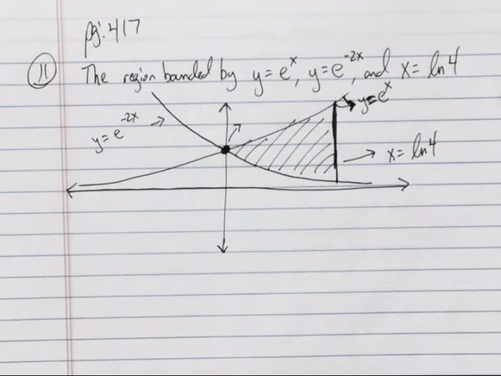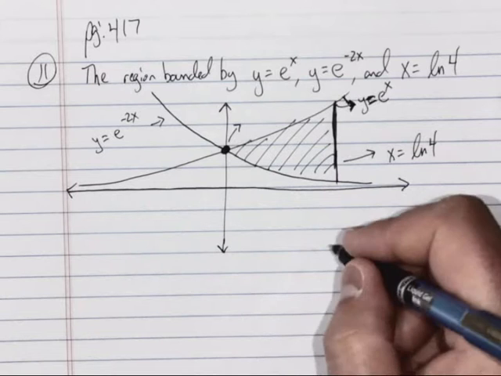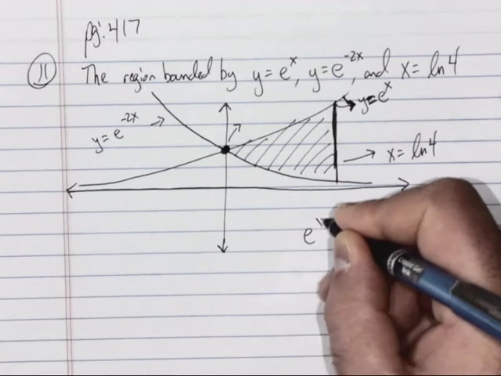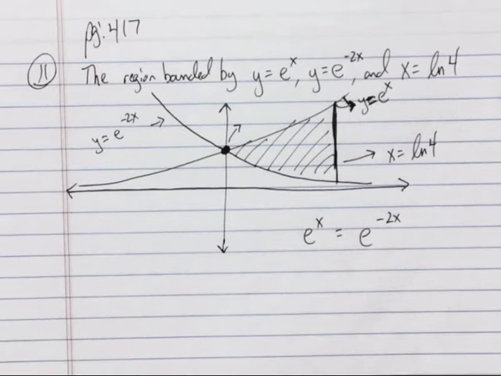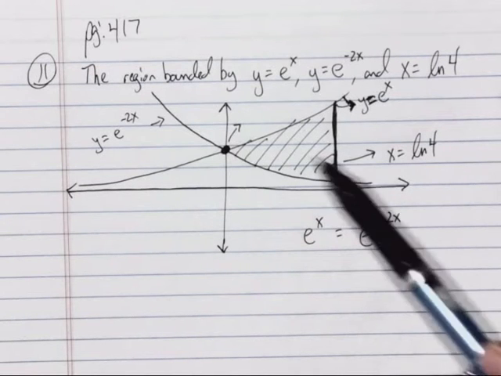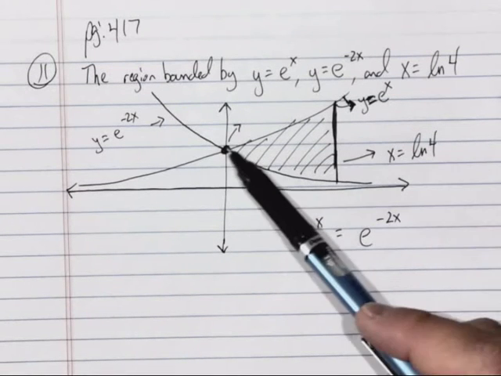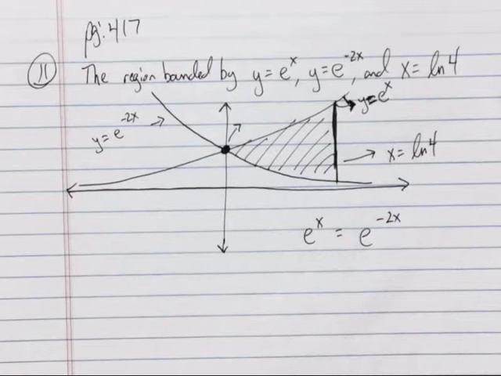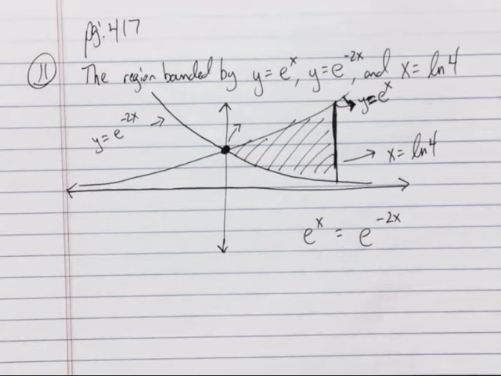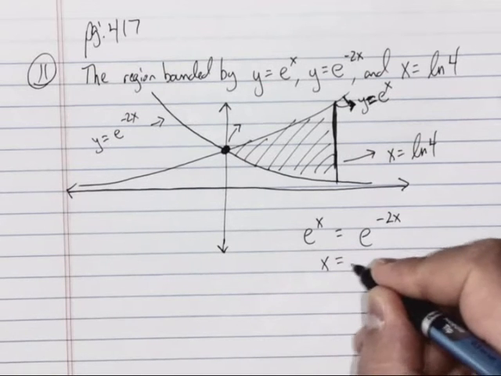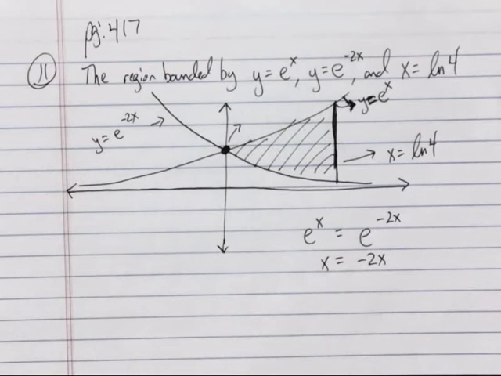If we wanted to verify that, just to be sure, we could set e to the x equal to e to the negative 2x to find that intersection point, because that's where those two curves intersect, and then solve that. And so using our properties of exponentials, since these have the same base, we can set the exponents equal to each other.